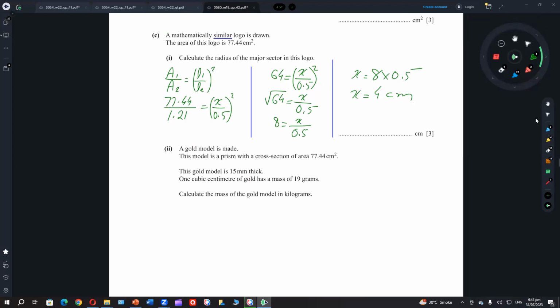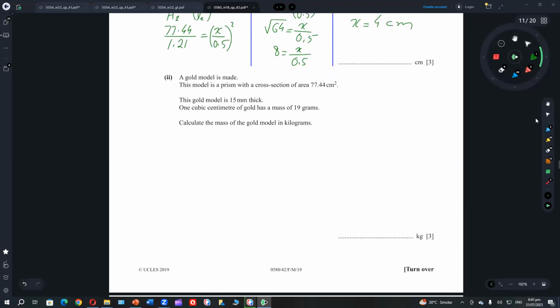A gold model is made. The model is a prism with a cross section of area 77.44. This gold model is 15 millimeter thick. 1 cubic centimeter of gold has a mass of 19 gram. Calculate the mass of the gold model in kg. He's talking about a prism.